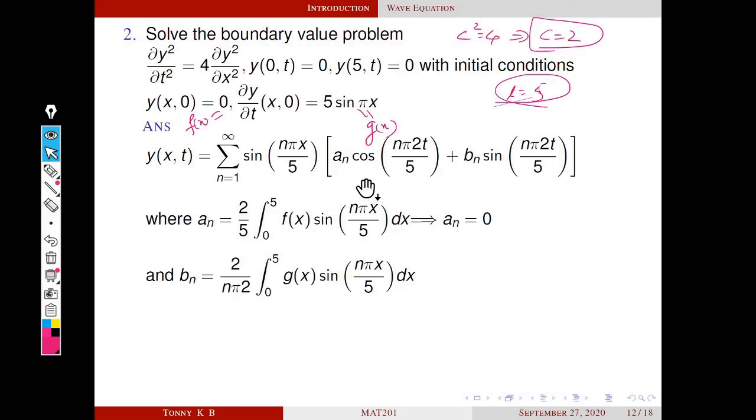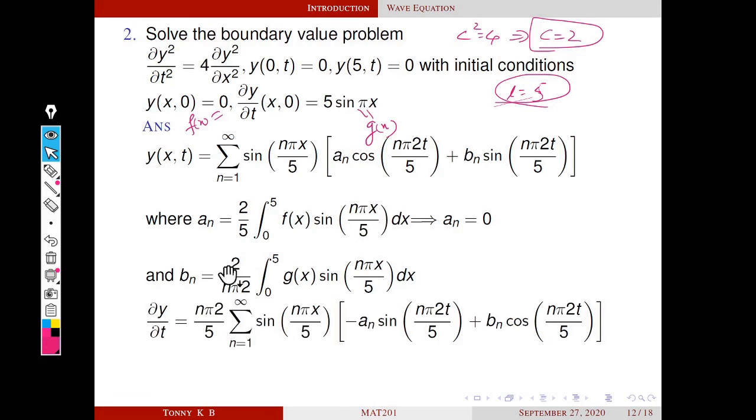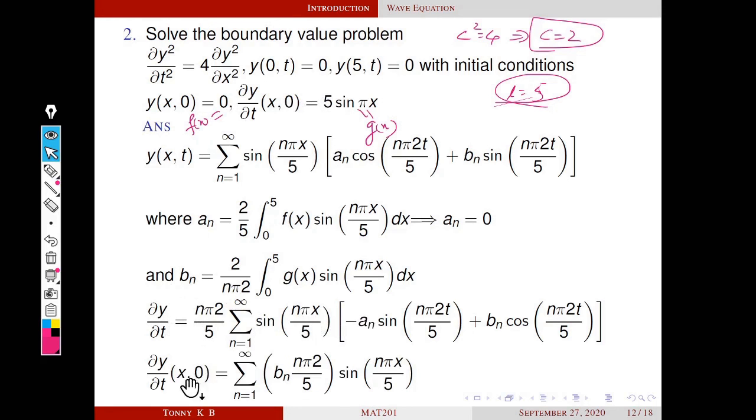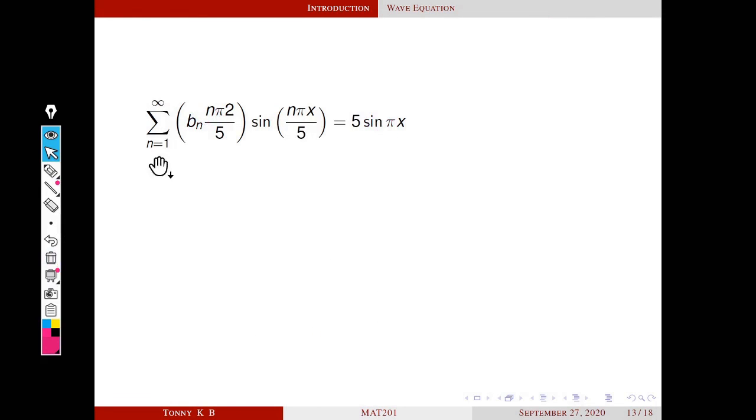From our previous discussion, we know that this is the partial derivative. Then you substitute t equals 0. So the right side becomes b_n nπ·2/5 sin(nπx/5). When t equals 0, this term is 0, so this is 1, so this becomes b_n. And this is given, this is equal to 5 sin πx. Replacing this derivative by 5 sin πx, then we get sigma n equals 1 to infinity b_n nπ·2/5 sin(nπx/5) equal to 5 sin πx.